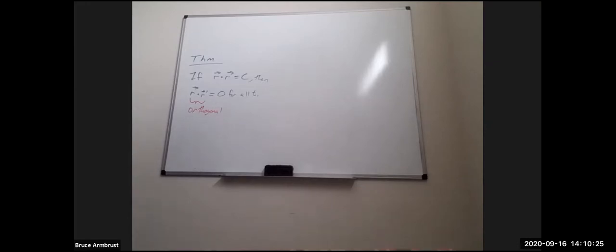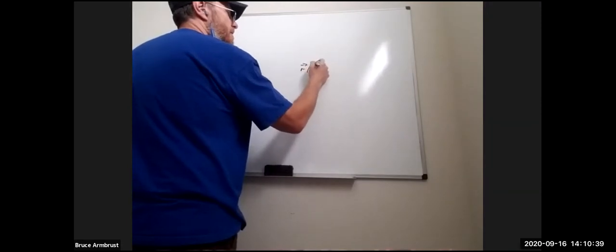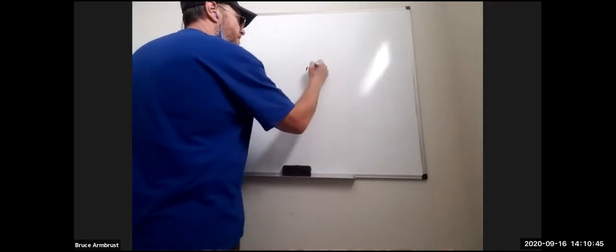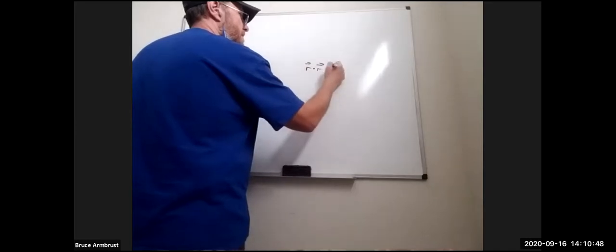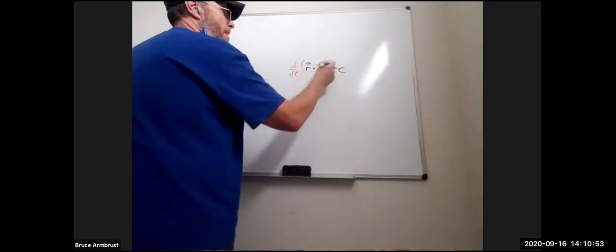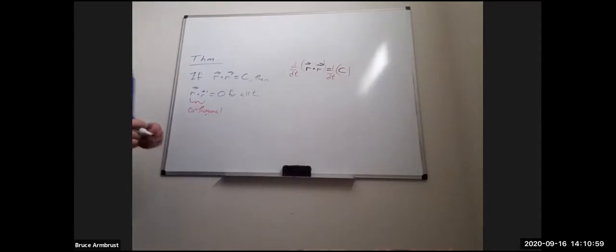All right, so let's see if we can prove this. And what I'm going to do, I'm going to start with r dotted with r being a constant, because this is given. And what I'm going to do is actually differentiate both sides. So let's do a d dt. So on the left, we have to use the product rule for dot products.